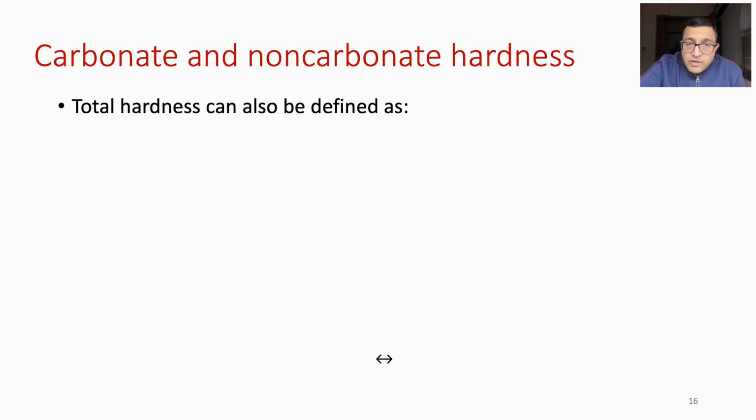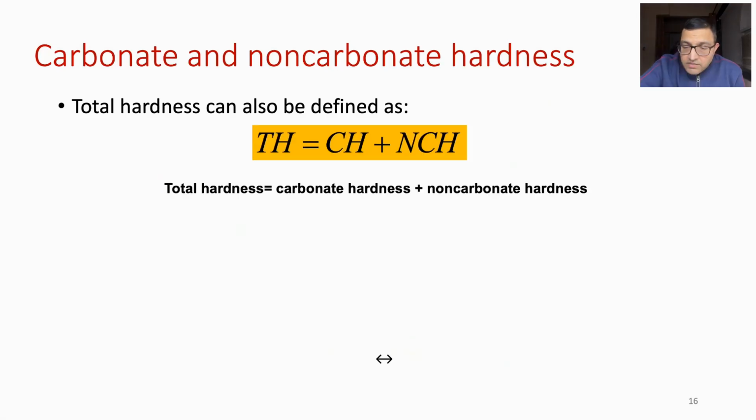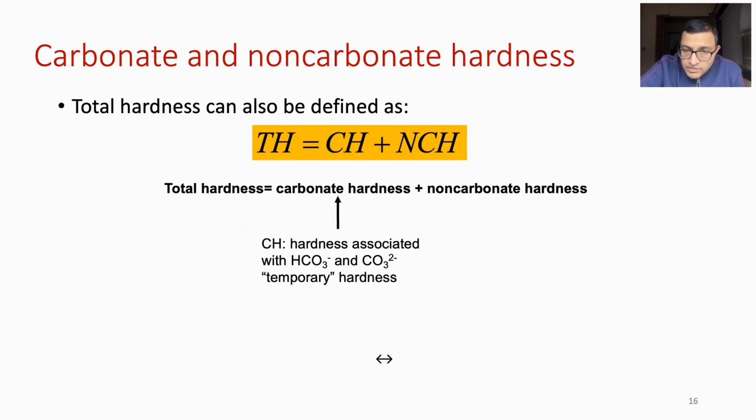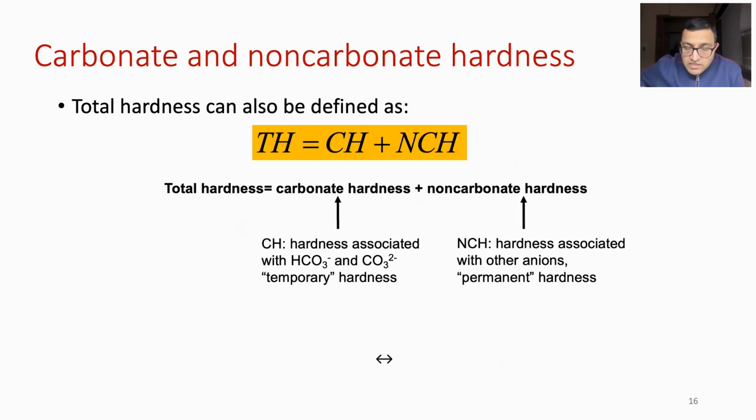Now let's talk about carbonate and non-carbonate hardness. The total hardness can be defined as, we talked about magnesium and calcium, but then also we can define it as carbonate hardness and non-carbonate hardness. Carbonate hardness is one which is associated with HCO3 minus and CO3 2 minus. That's carbonate and bicarbonate. It's called temporary hardness. On the other hand, the non-carbonate hardness is hardness which is associated with other anions like chloride, sulfate, and so forth. And this is referred to as permanent hardness.